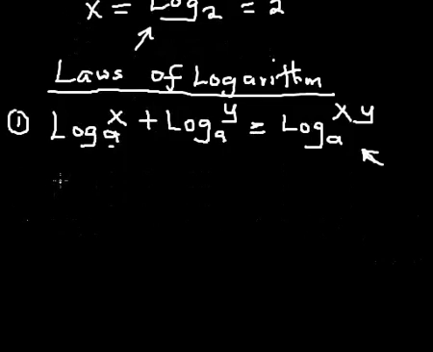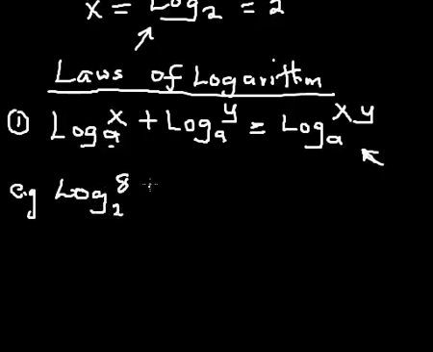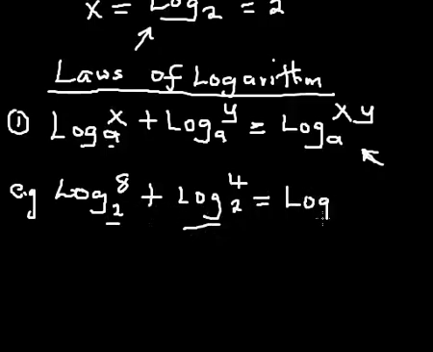Which simply means that if I have something like this, for example, if I have log 8 in base 2, then I have log 4 in base 2. Looking at these two logs, they are of the same base, and of course this is addition, right? They are adding each other. So of course, I will apply the multiplication law, which goes like this. That's going to be log of 8 times 4 in base 2. That's number 1 law.